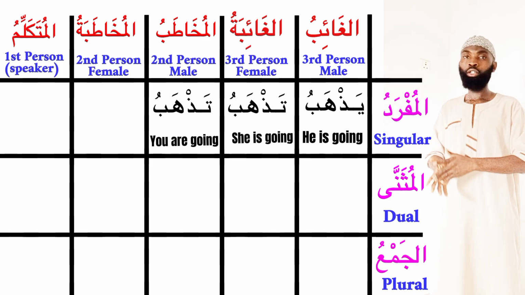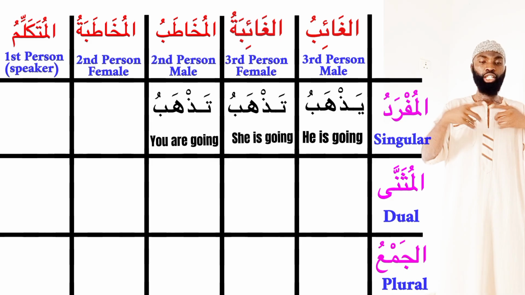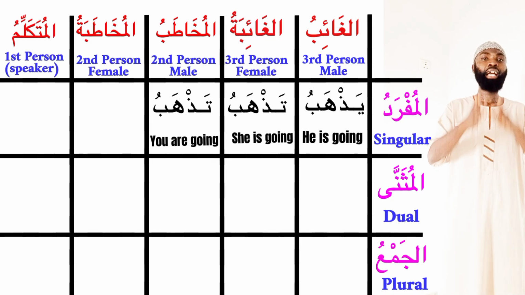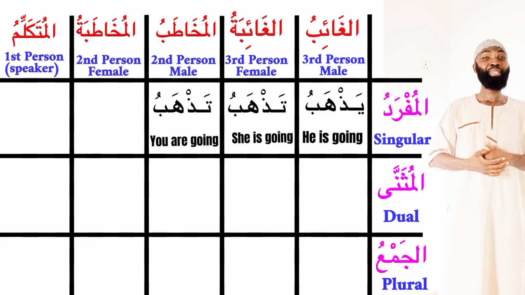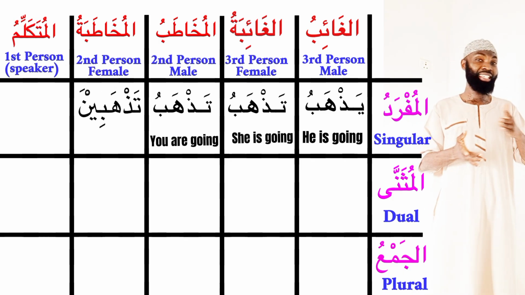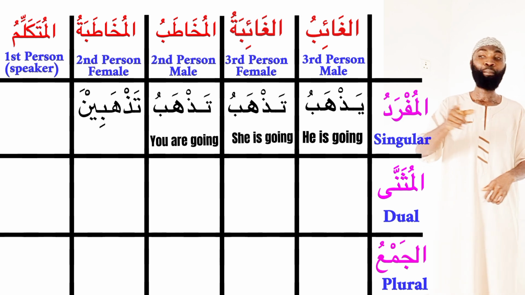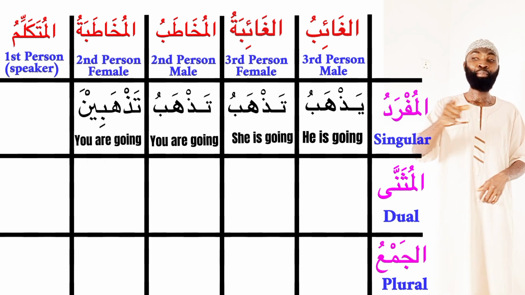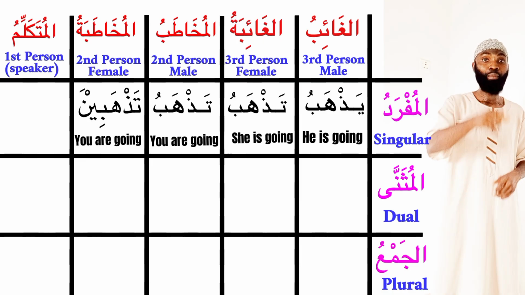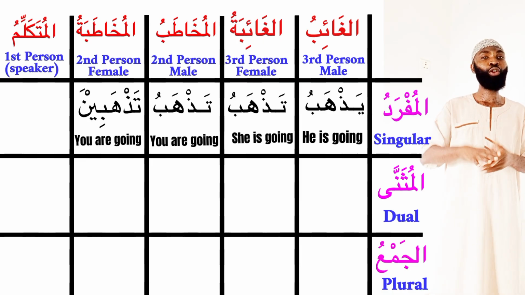Now moving to the fourth column, we have second person female. If the person you are talking to in front of you, the listener, is a female, how do you say you are going? You simply say tadhabina. The difference between this and the previous is the addition of ya and nun. Tadhabina. You are going, meaning a female. You are going, you a female, you are going.